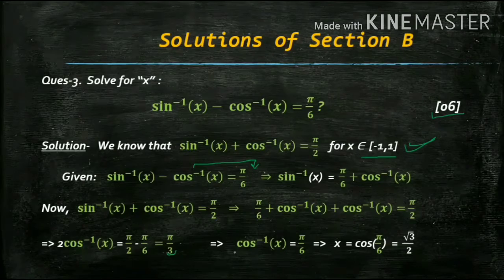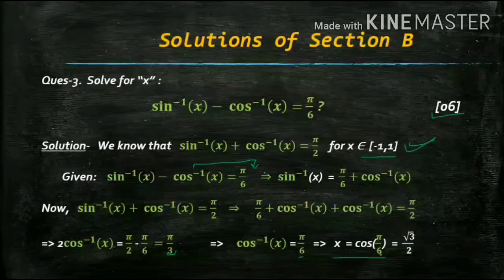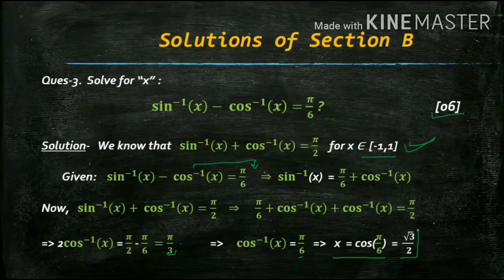So you take 2 on the other side, so you will get cos inverse x is pi by 6. That means x would be cos pi by 6. That means x would be cos of 30 degree. And you know that cos 30 is nothing but root 3 by 2, which is your answer.